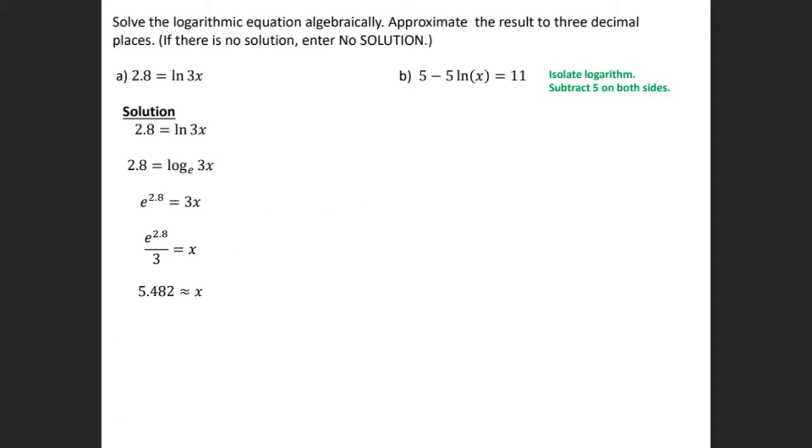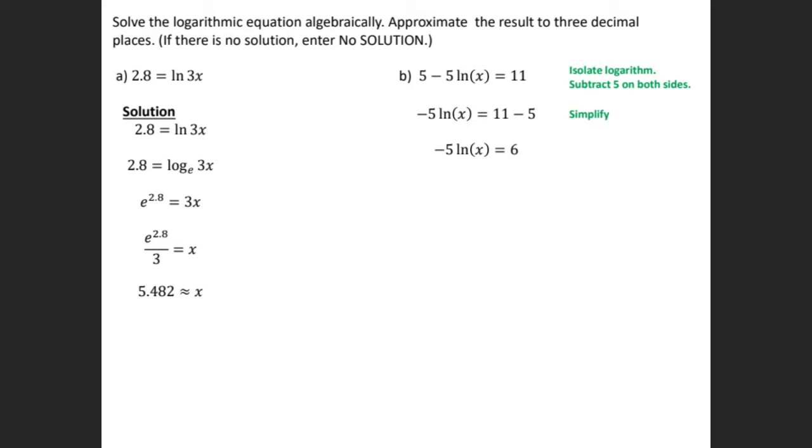Again, I want to isolate my log. So first thing I'm going to do is subtract 5 on both sides. It's going to give me -5 natural log of x equals 6. Then I'm going to divide both sides by -5. And that's going to give me the natural log of x is equal to 6 over -5.